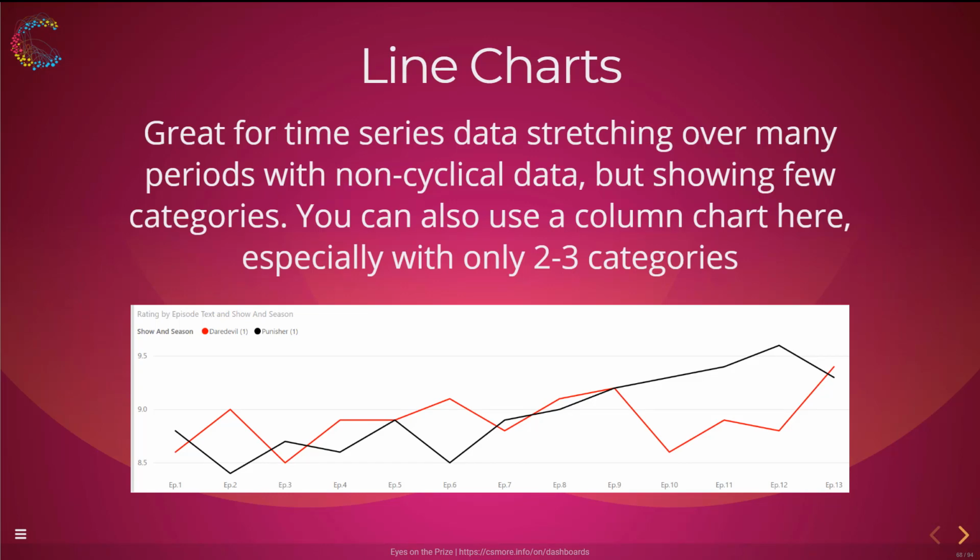Line charts are really good for time series data, stretching over many periods, typically non-cyclical data, and we're showing few categories. Now I could also use a column chart here, especially in this case where I've got Daredevil and Punisher season 1. And what I'm showing is the rating per episode. And here, the column chart would work, but I really want to show the progression. And I could tell a story.